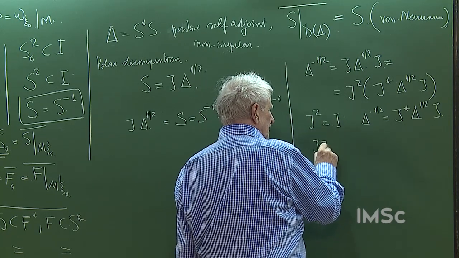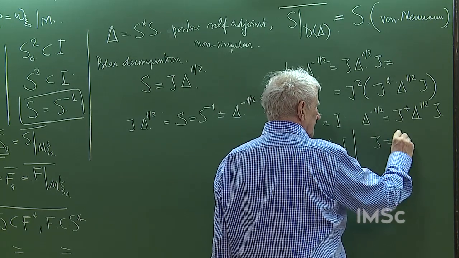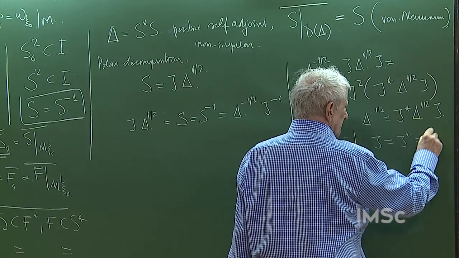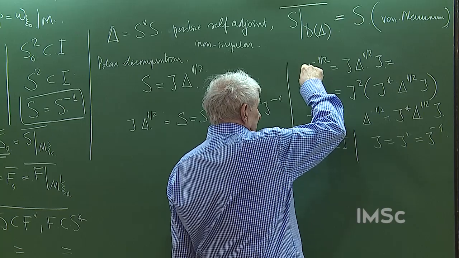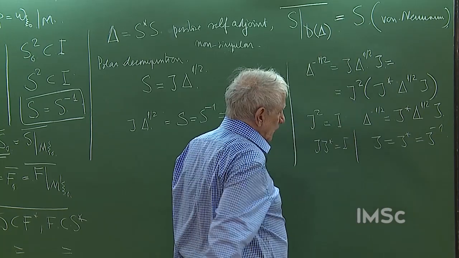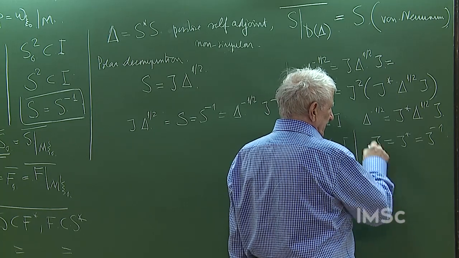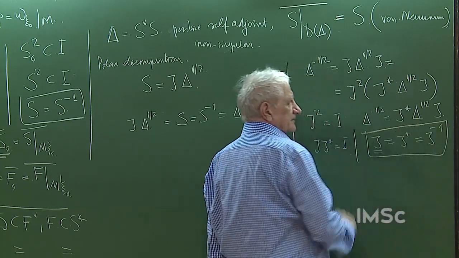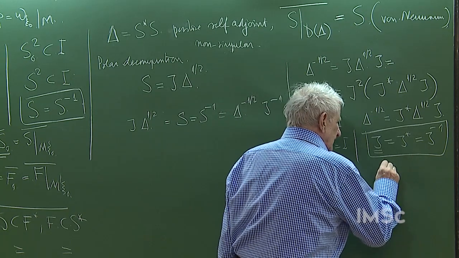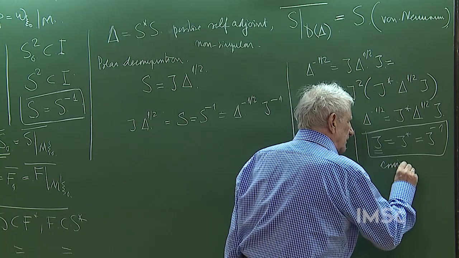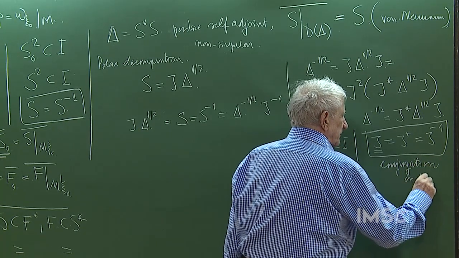But from here, J² is equal to the identity. We have also J* equal to the identity, so we have also J equal to J*, which is equal to J⁻¹. And Δ is a linear operator, while J is a conjugate linear operator. So these properties of a conjugate linear operator mean that this is a conjugation on the Hilbert space H.